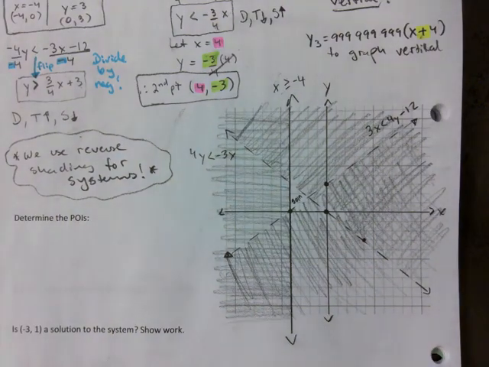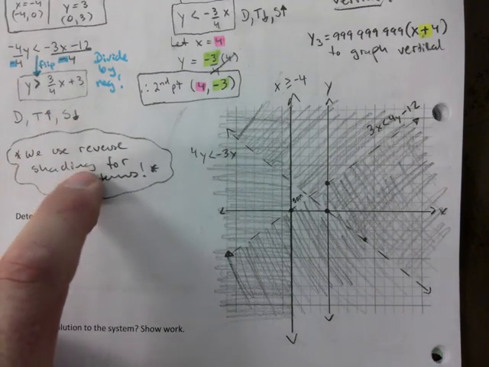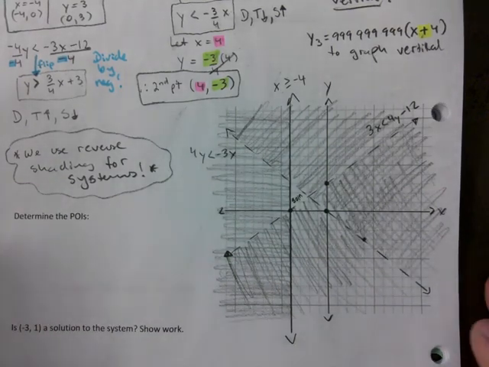Because imagine you're reviewing, right? It's like, what? How did this happen? Like, why are we shading? The true is above here. Why are we shading below? It's like, oh, because you're using reverse shading. Now let's find the POIs.